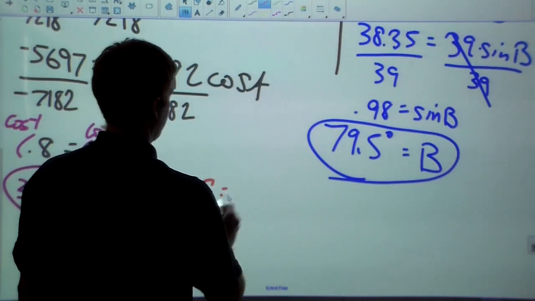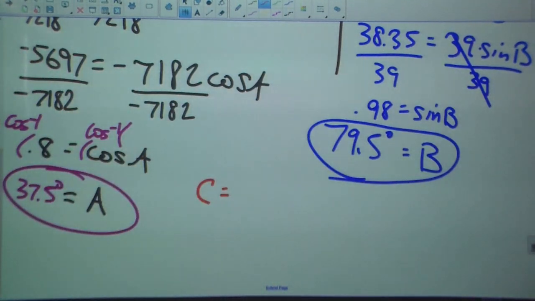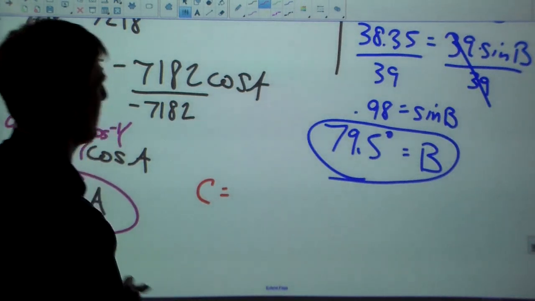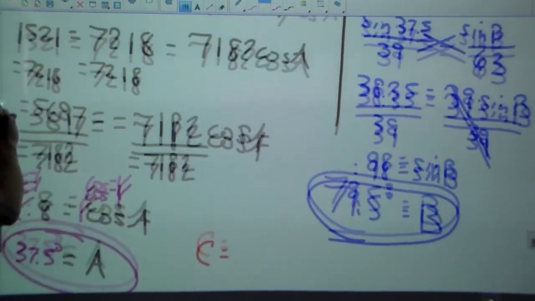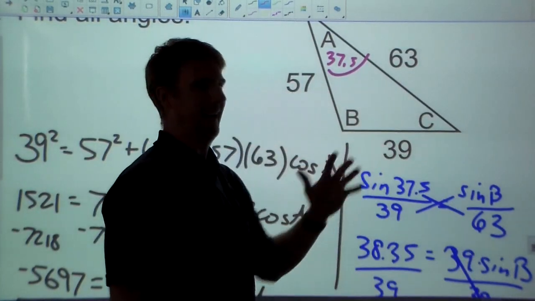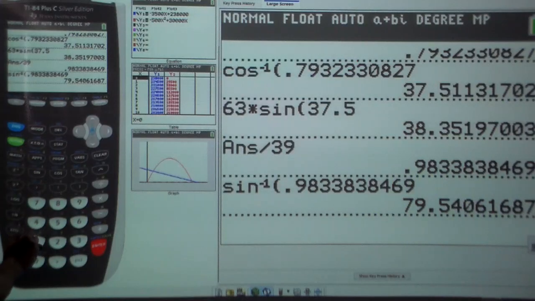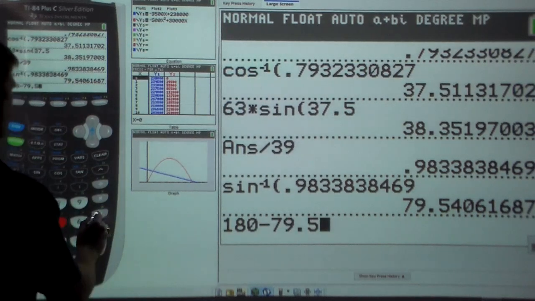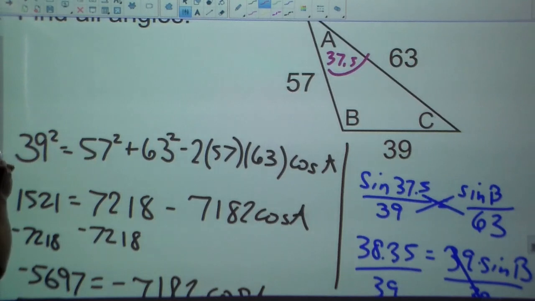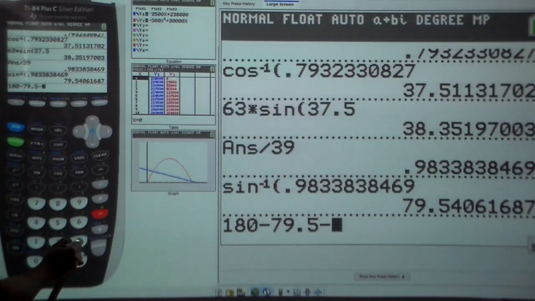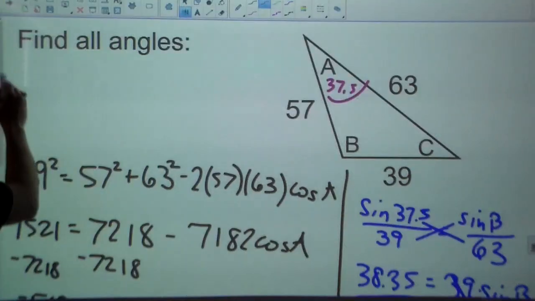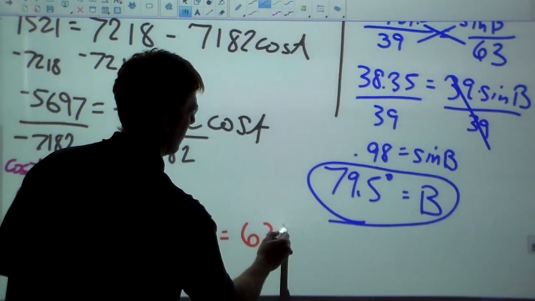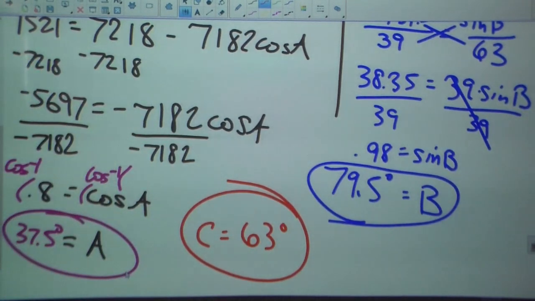All right, last thing is C. C is the easiest thing to find. You can go back and use law of sines or law of cosines if you really want to get the practice in. But at this point, you have two angles, and you should remember from geometry that your three angles add up to 180. So take 180 and subtract off the 79.5 you just found, and subtract off the other one that was 37.5. And the last angle is going to be 63 degrees. So there you have it. There's A, B, and C, and you've got them all.